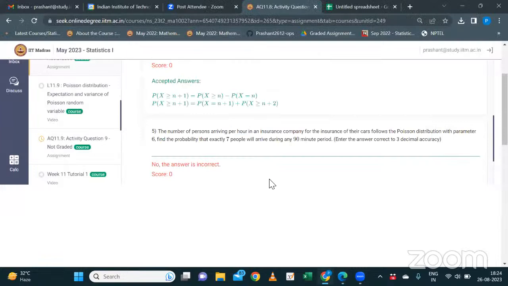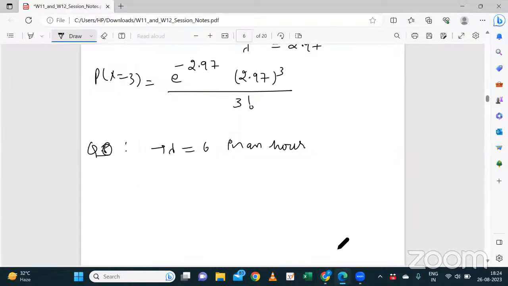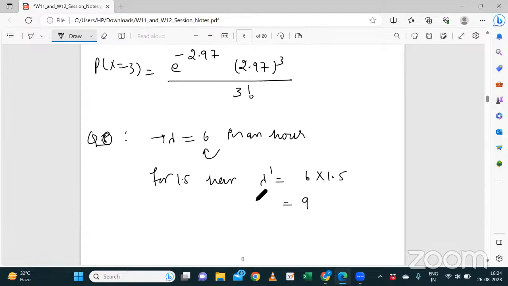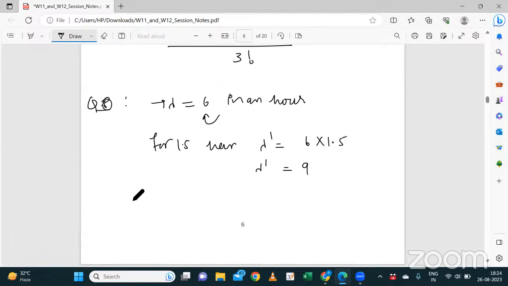Now, what does the question say? We have to find the probability that exactly 7 people will arrive during any 90-minute period. A 90-minute period means 1.5 hours. So this is for 1 hour, then for 1.5 hours, lambda dash will be 6 into 1.5. It will be 9. Correct or not? Yes, sir.